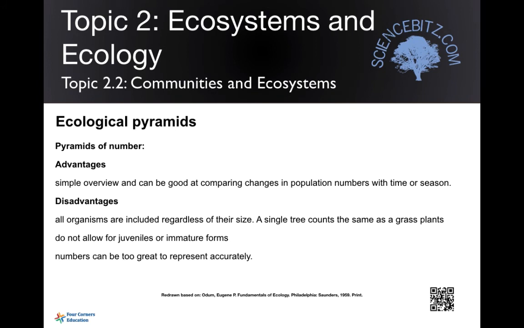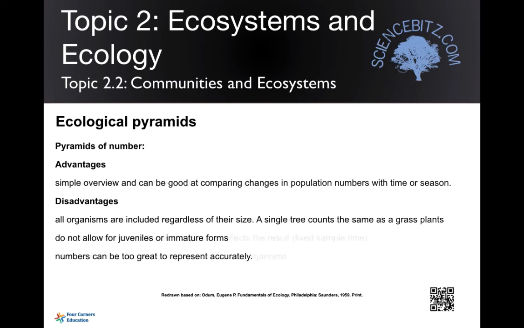So if you were trying to do this for a very, very big grassland area, the numbers of individual grass species are just so great compared to much smaller numbers of, say, zebra, if we go back to our example of the African savanna. So that's the advantages and disadvantages of pyramids of number.